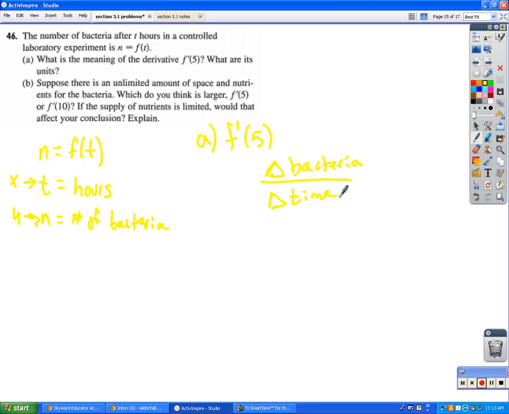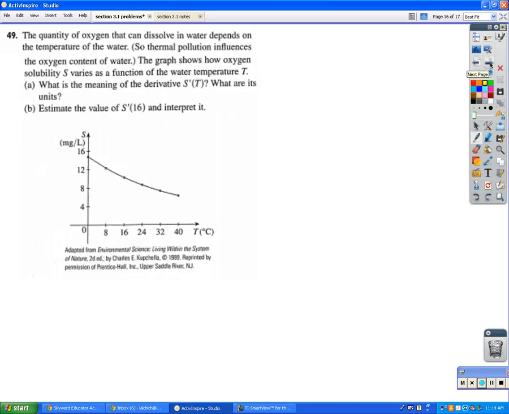If the supply of nutrients is limited, would that affect your conclusion? Yes, but it would depend on when they would run out of supply. So it could still be growing exponentially at time t equals 10, or maybe they start to run out of food, in which case it would start to level off. But that would change that stuff a little bit. You'd have to think about it.